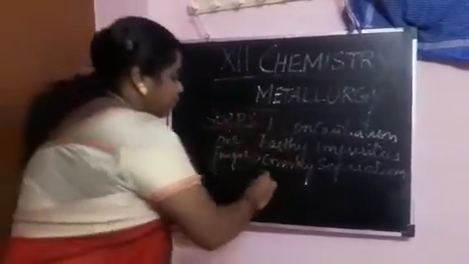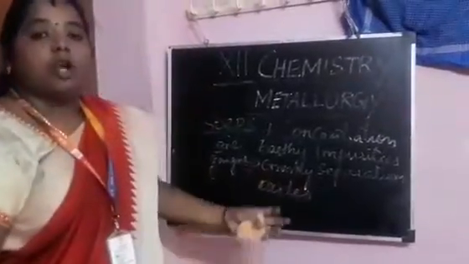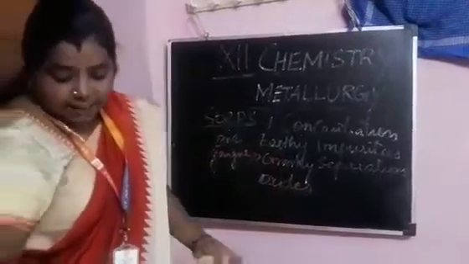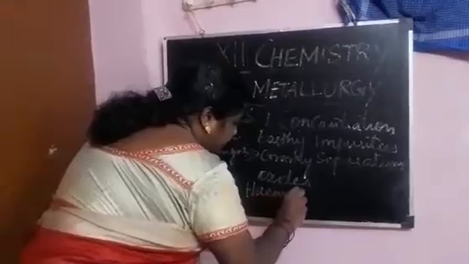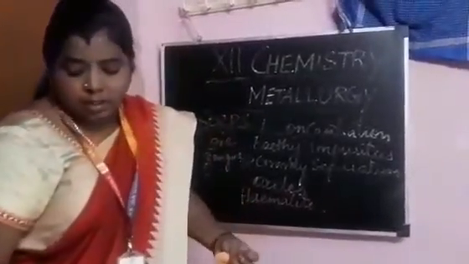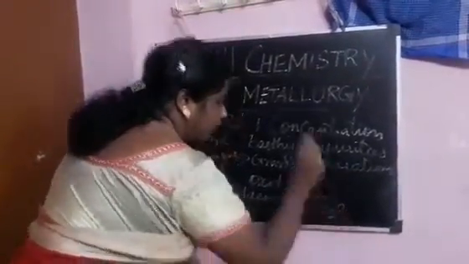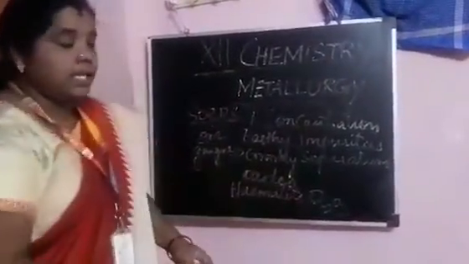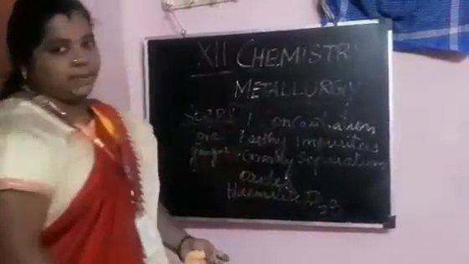For example, we take the oxide ores. The oxide ores are applicable in gravity separation. Example: hematite, tungsten, etc. These are the oxide ores. This type of oxide ore is applicable in gravity separation.